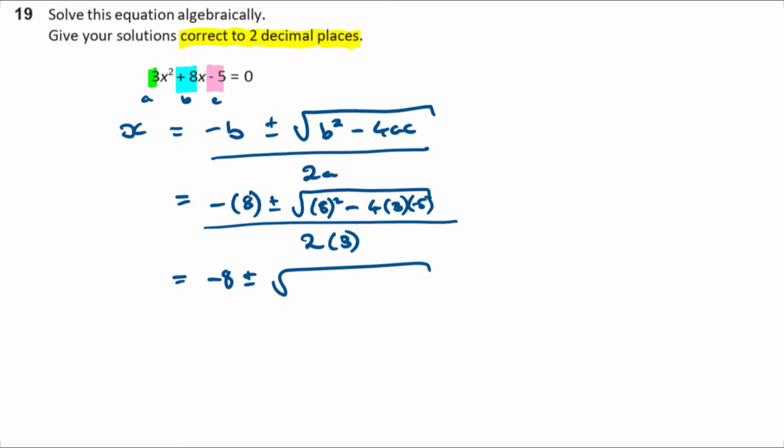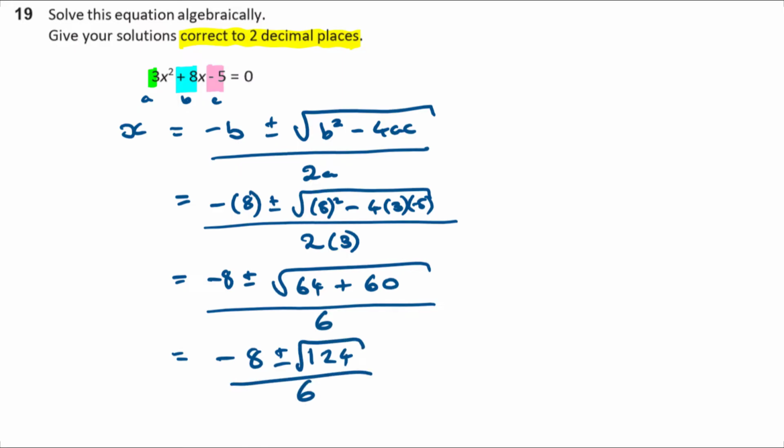So minus 64. And then I've got minus 4 times 3 times minus 5. So I've got minus and minus, which is going to be a plus. And 4 times 3 times 5, 12 times 5 is 60, divided by 2 lots of a, which is 6, 2 lots of 3, which is 6. Okay, so just finishing off, minus 8 plus or minus 124 all rooted over 6.